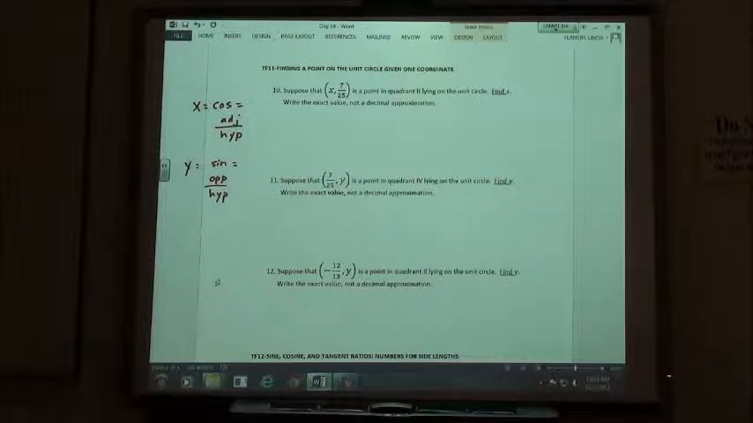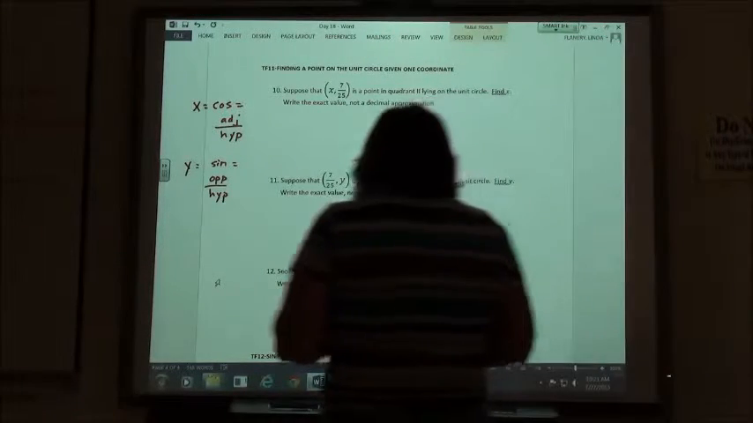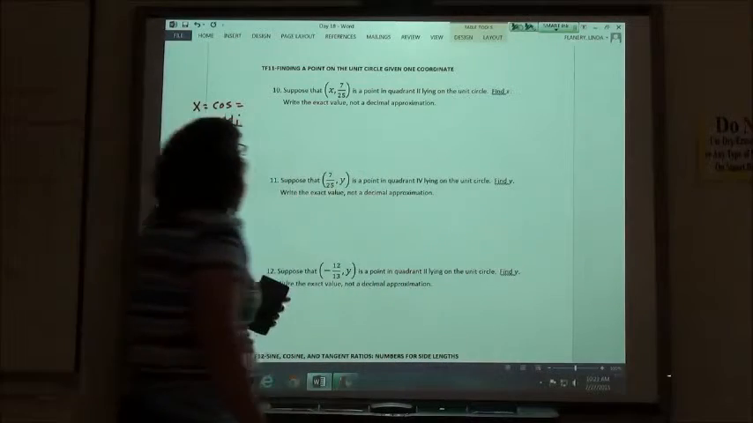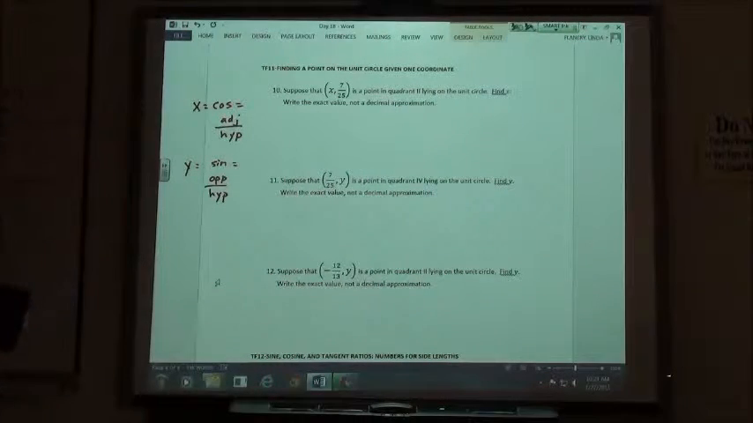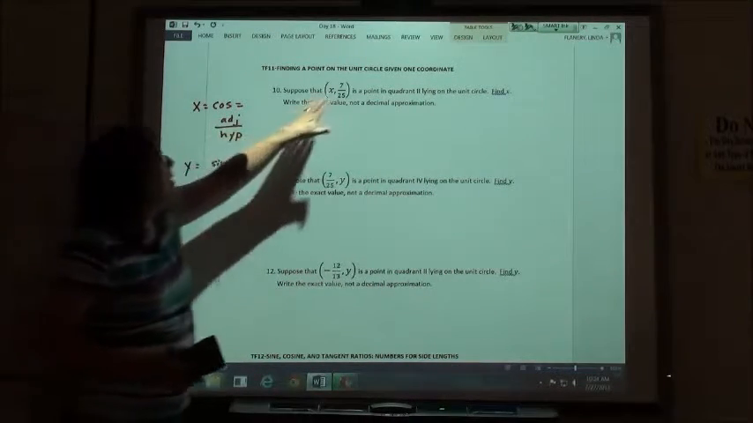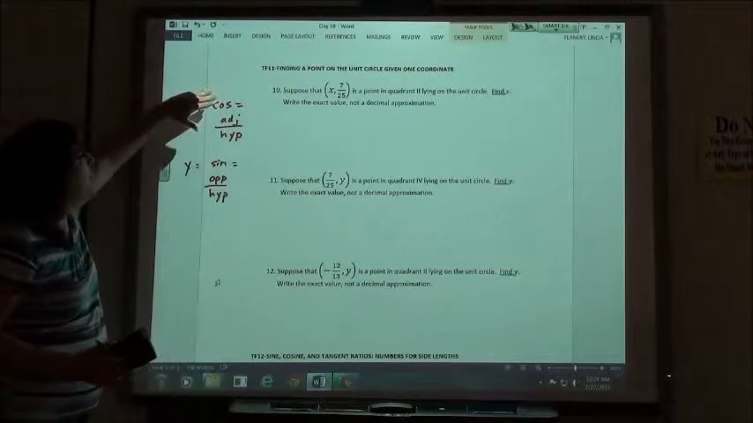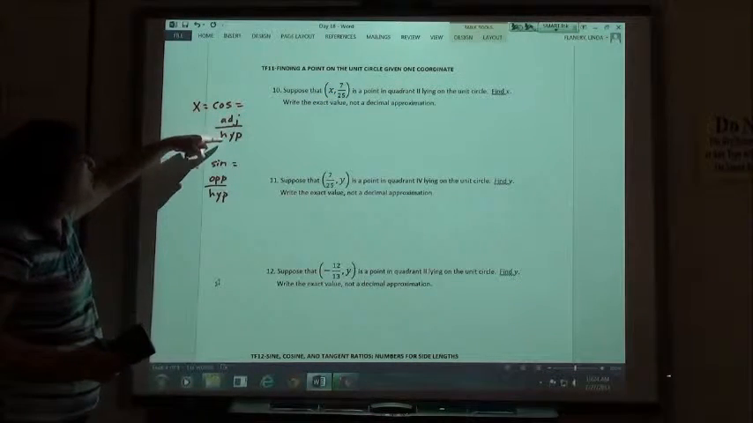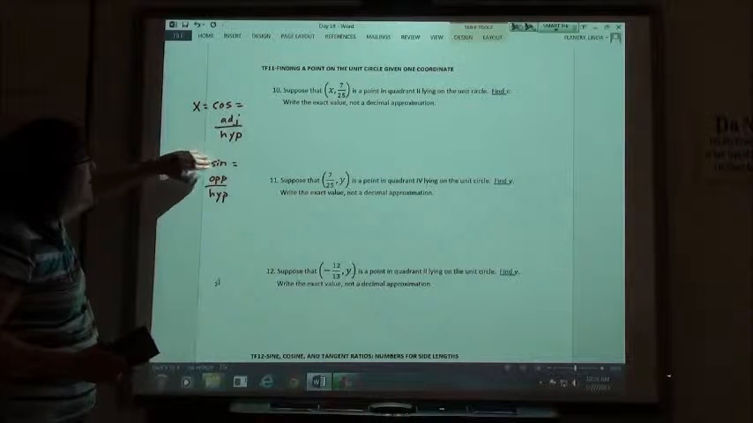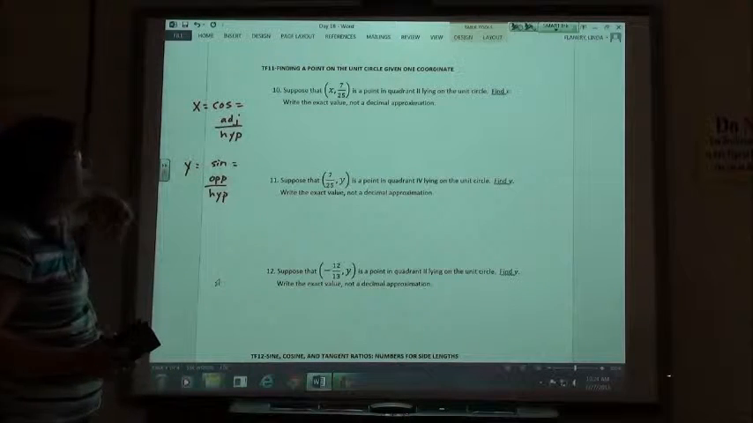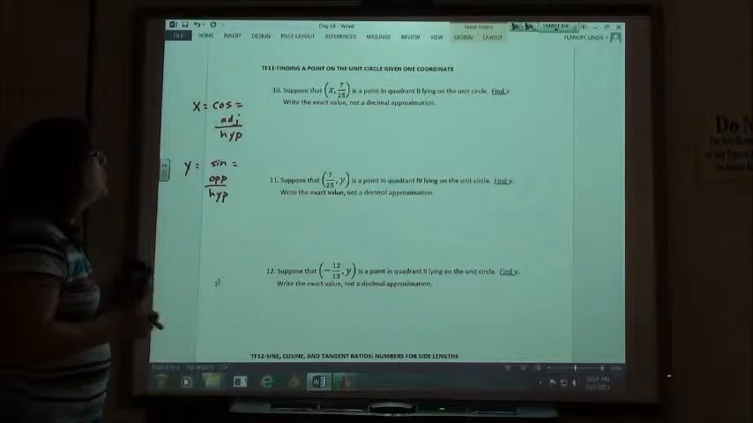So the next ones now, they're going to give us the coordinates and tell us which quadrant we're in, and they want us to find the x or the y value. So again, on my coordinates, the x is the cosine, so the adjacent over the hypotenuse. The y is the sine, so opposite over hypotenuse, kind of like on those previous ones we had.